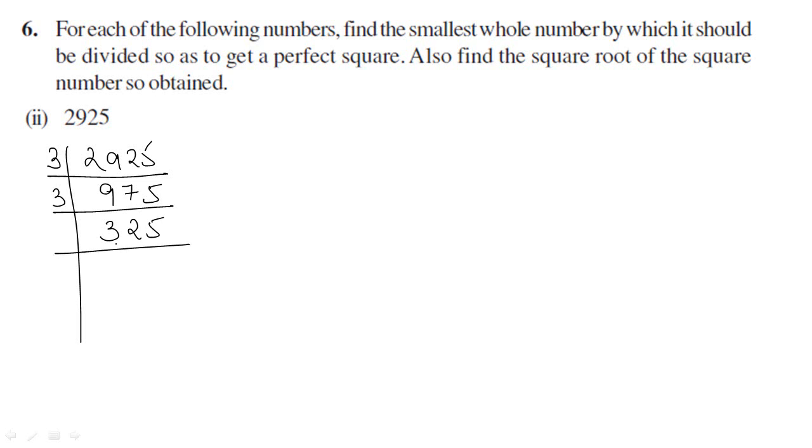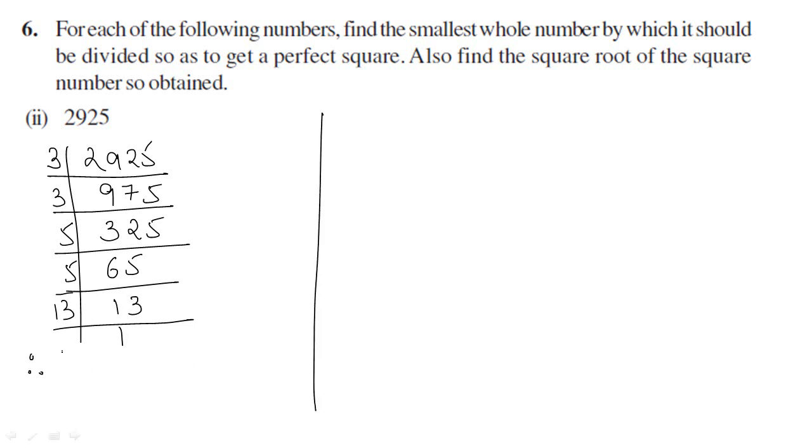3 3s are 9, 3 2s are 6, 3 5s are 15. Now it will not go on 3, so it will go on 5. 5 6s are 30, 5 5s are 25. Again on 5, 5 1s are 5, 5 3s are 15, and at the end it will go on 13. So we will be writing the prime factorization now of 2925, which is 3 into 3 into 5 into 5 into 13. Now let's make the pairs: 3 into 3, 5 into 5, and now only 13 is left here.